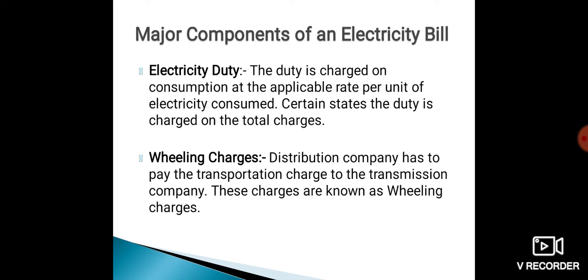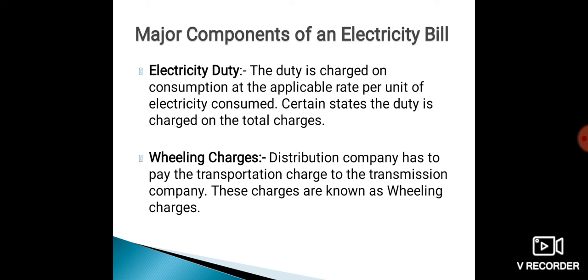Now next component is electricity duty. The duty is charged on the consumption at the applicable rate per unit of the electricity consumed. In certain states the duty is charged on the total charges. So electricity duty is first of all charged by the state government, and in some states it can be charged on the per unit basis, whereas in some states it can be charged on the total charges. So the electricity duty is charged on the consumption at the applicable rate per unit of electricity consumed.